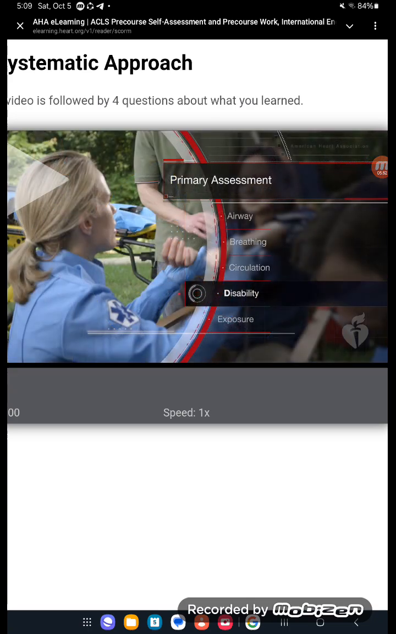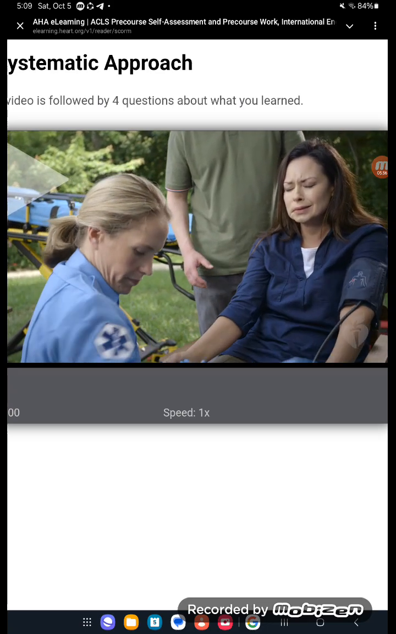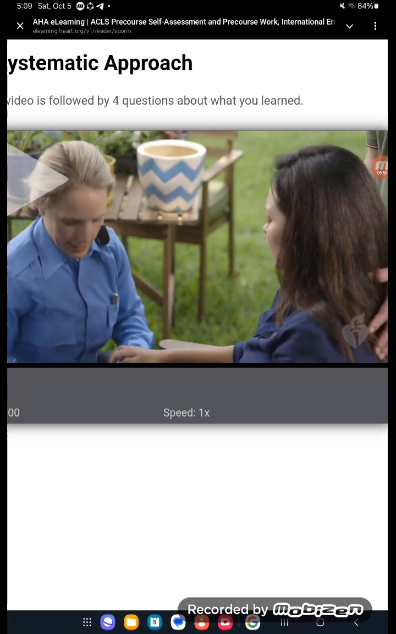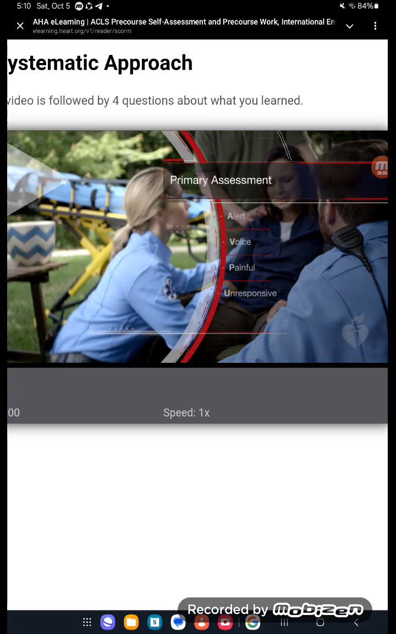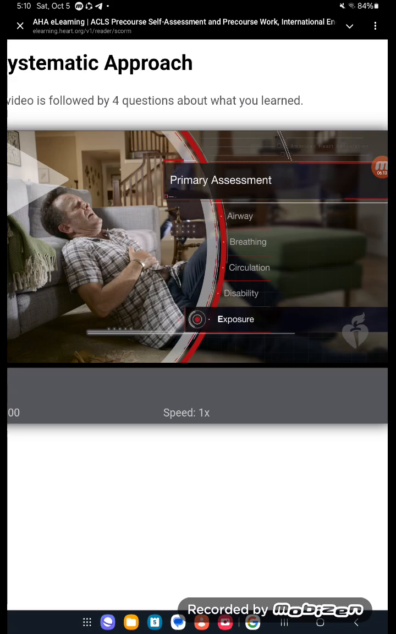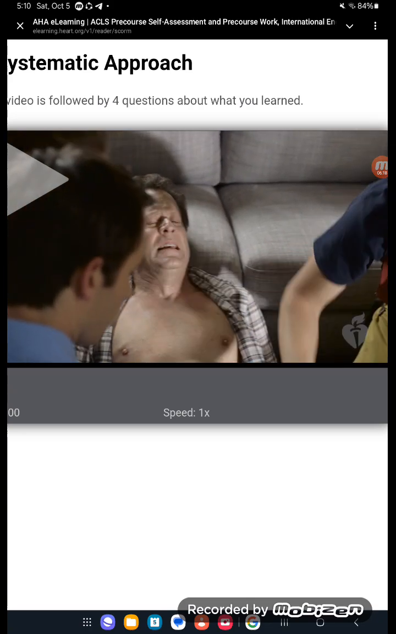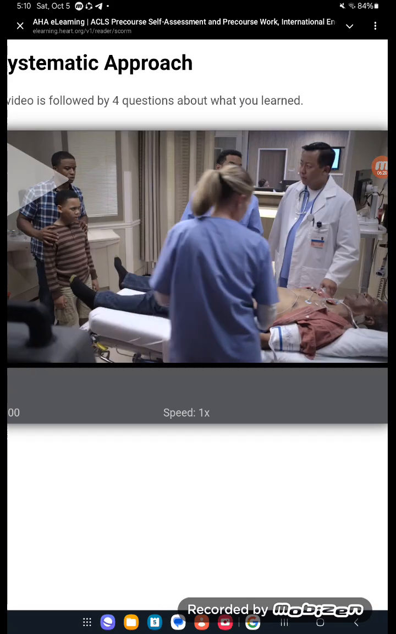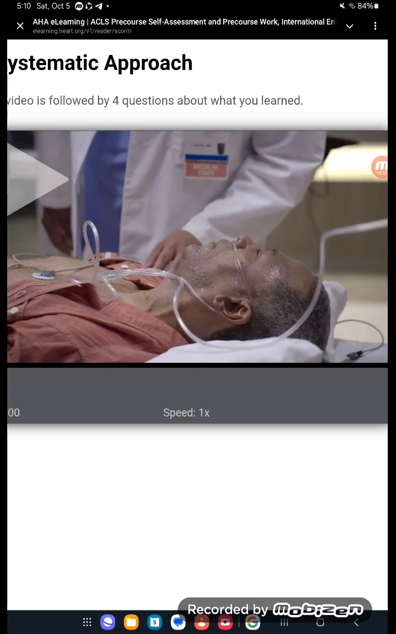D stands for disability. This involves checking for neurological function: quickly assess for responsiveness, levels of consciousness, and pupil dilation. A quick tool that can be used to evaluate neurological status is AVPU: alert, voice, painful, and unresponsive. Finally, E involves exposing the patient. Remove clothing to perform a physical examination, looking for obvious signs of trauma, bleeding, burns, unusual markings, or medical alert bracelets.